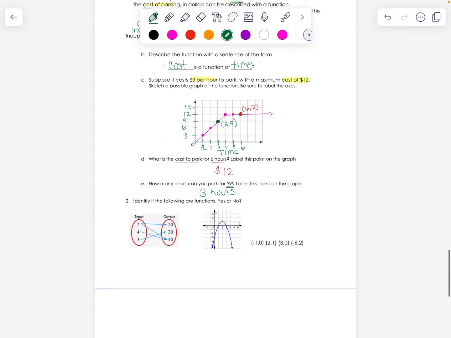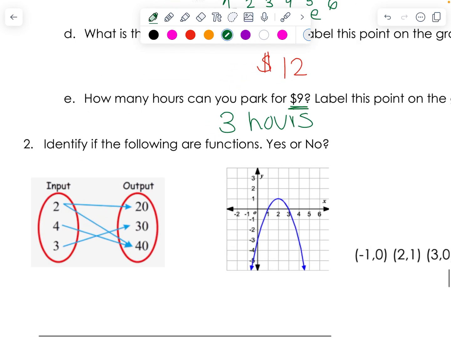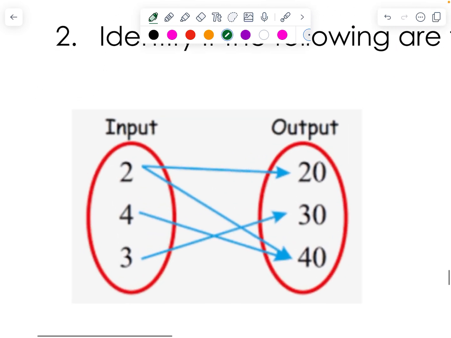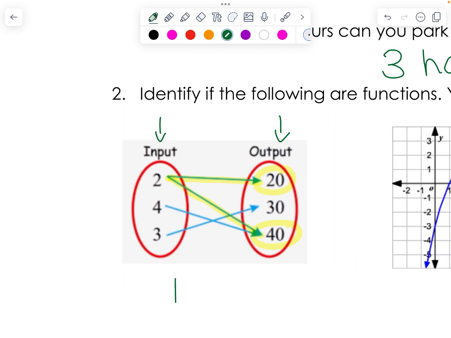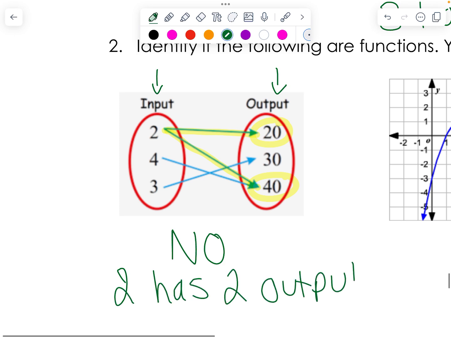We also talked about determining whether a relationship is a function. We talked about how every input can only have one output. So if we look at our first one here, we have the inputs here on the left, our outputs on the right. If you look at our first one, 2 has 2 different outputs. So if I asked you what is the output for 2, you wouldn't have one definite answer. You actually have 2 answers, which makes this not a function. 2 has 2 outputs. You can only have one output.